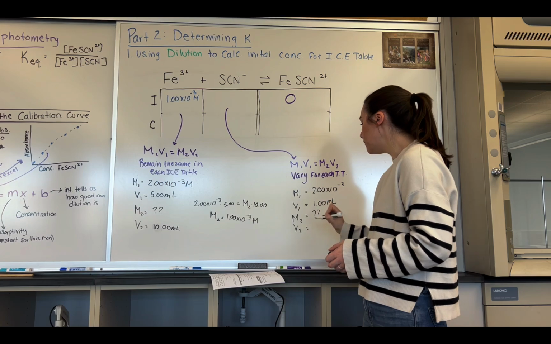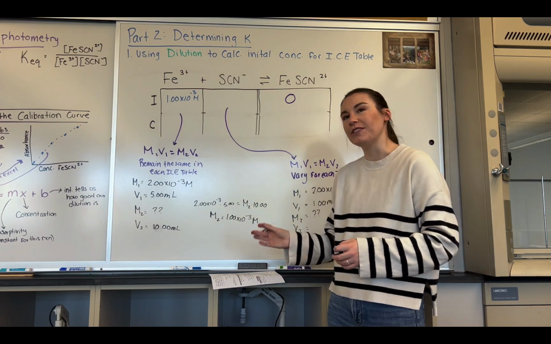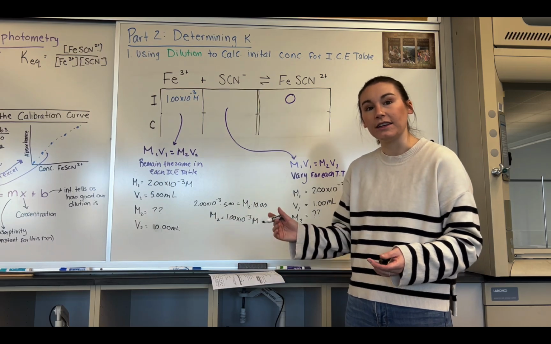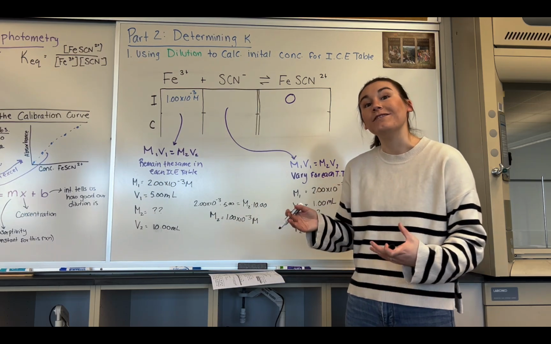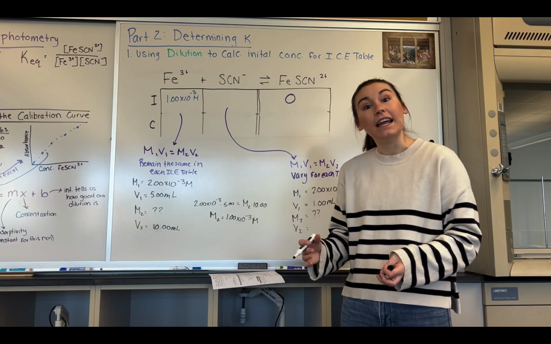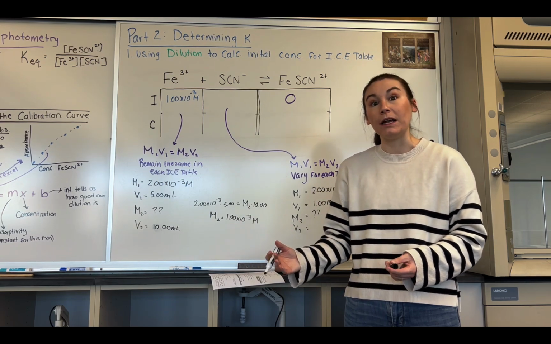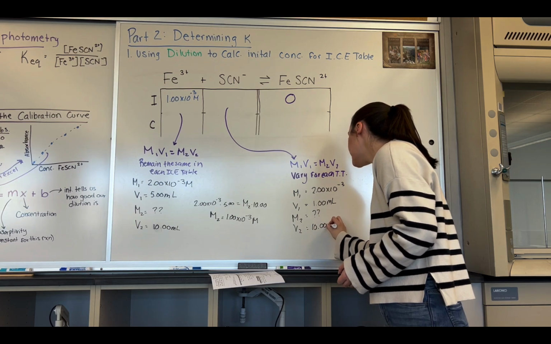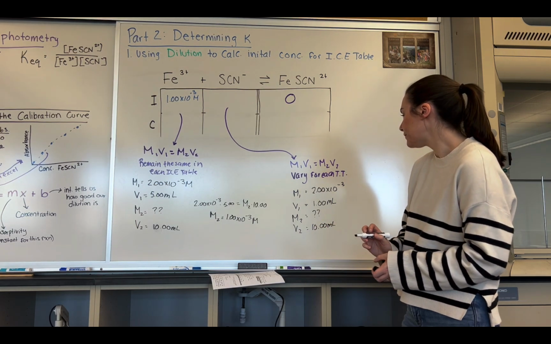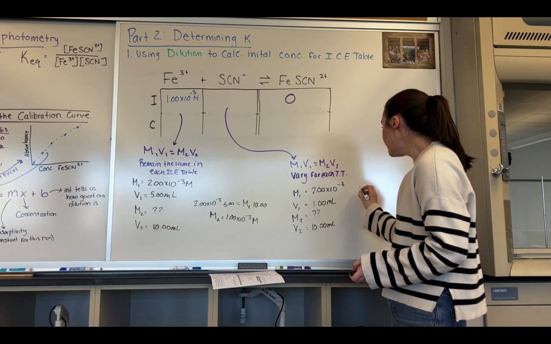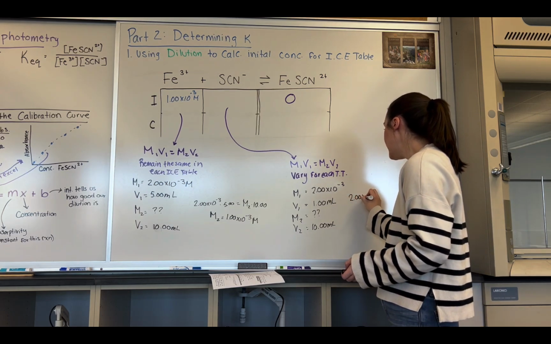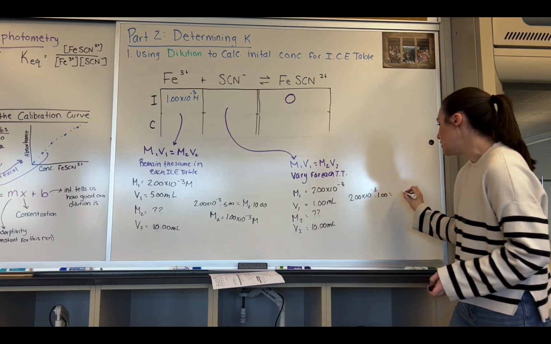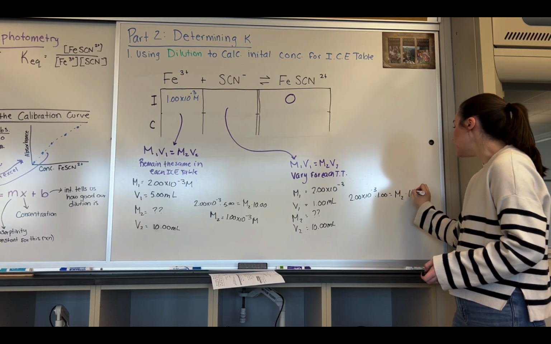M2 is what we're looking for. And the final volume for this test tube, just like in our iron portion, was 10 milliliters. Again, we diluted that to be a total of 10 milliliters in part 2, not 25 milliliters like in part 1. So there is a difference. So this is then 10 milliliters. So we can now solve. We get 2.0 times 10 to the minus 3 times 1 is equal to M2 times 10.